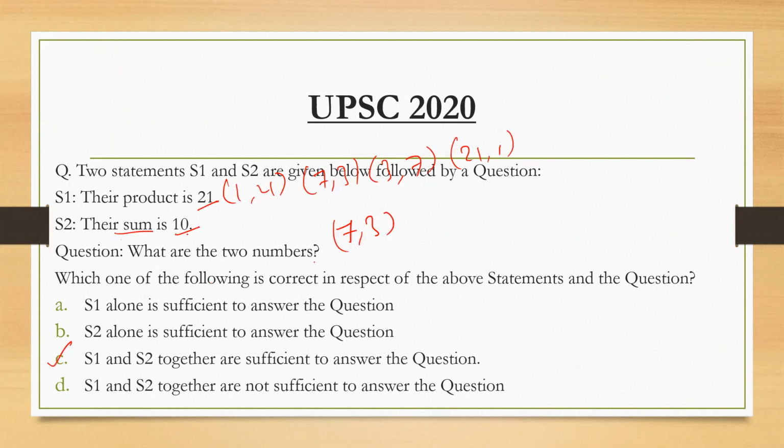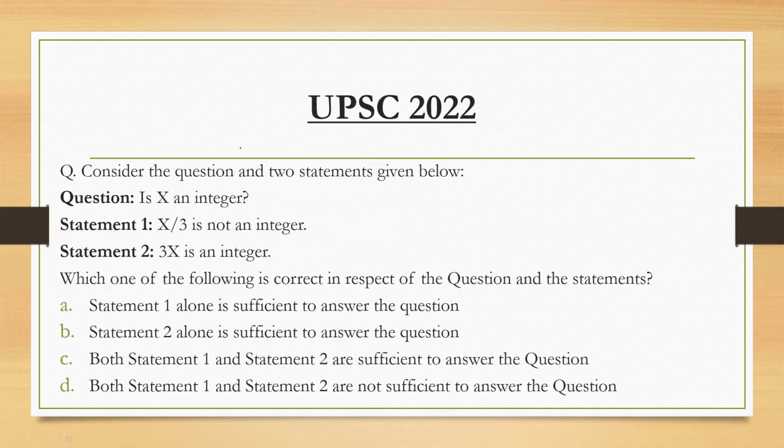So a direct straightforward question, I'm not wasting time here. Let us jump into the next UPSC question asked in your 2022 paper. The question is: is x an integer? Two statements have been given. Statement 1 says x by 3 is not an integer. Statement 2 says 3x is an integer. So try this one.